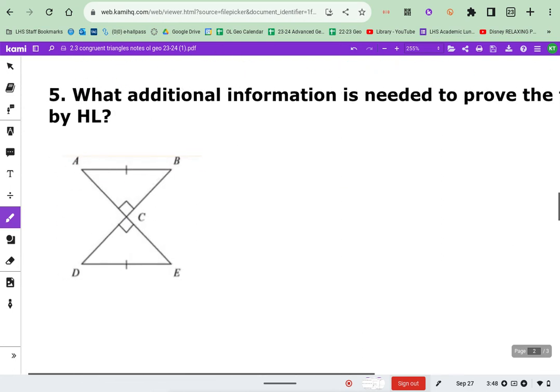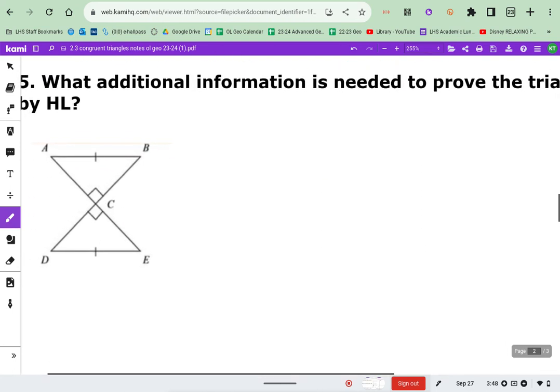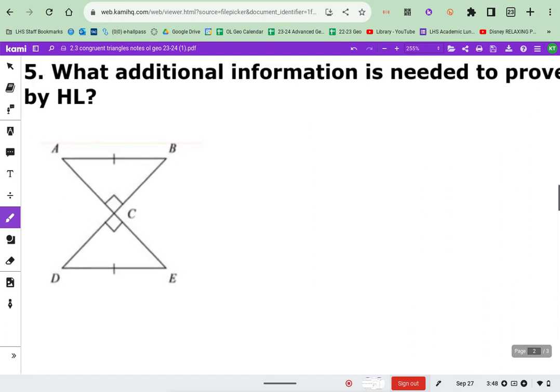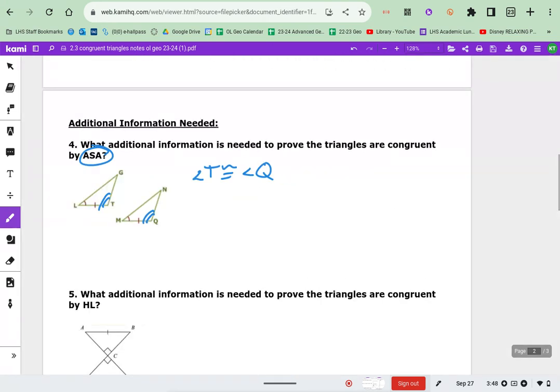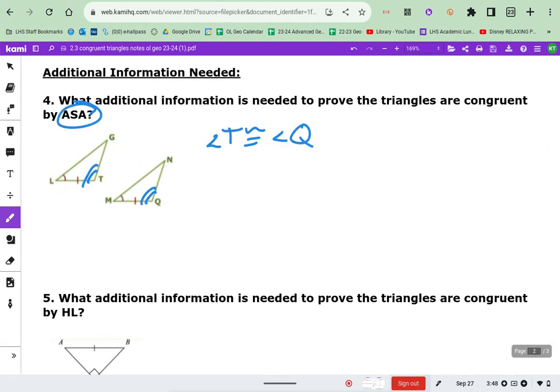And for number 5, what additional information is needed to prove these are congruent by hypotenuse leg? Wait, can you go up once? Yep. Additional information needed, on your yellow page.